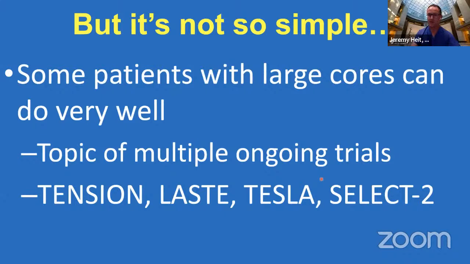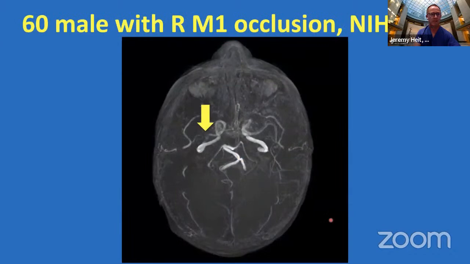Okay, so some patients with large cores can do really well. And this is fortunately being investigated right now in a lot of ongoing randomized trials, TENSION, LASTE, SELECT2. And hopefully we'll start to hear the results of these studies in the next year or two. And that's important because there may be other people that benefit from treatment than we're currently aware of. And this is just one case to provide a little thought about this.